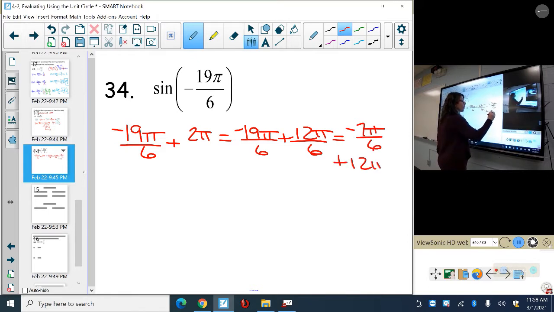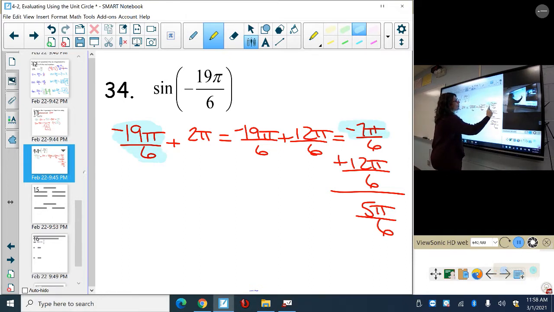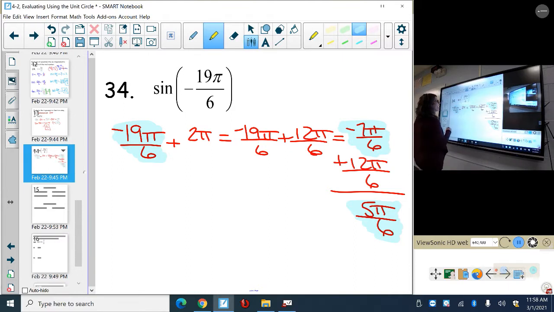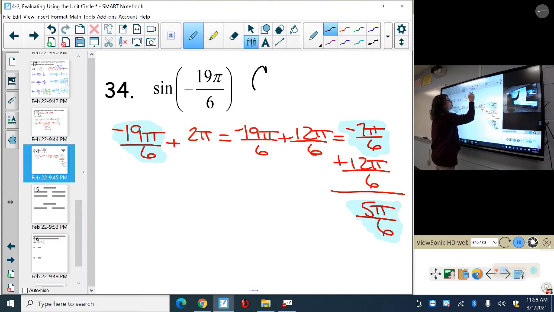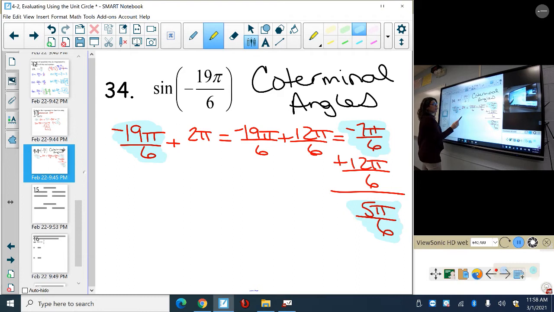If I add another 12 pi over 6 to that, that's going to give me 5 pi over 6. What this means is negative 19 pi over 6, negative 7 pi over 6, and positive 5 pi over 6 are exactly the same location on the unit circle. Okay? They are coterminal angles. So important that you understand that. Okay? These angles that are highlighted are coterminal angles.